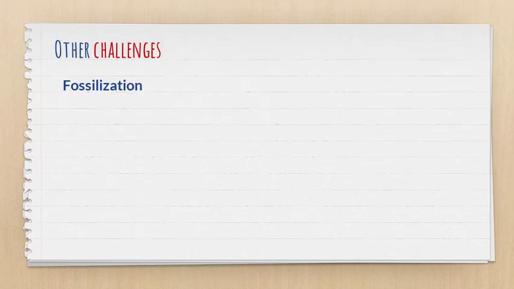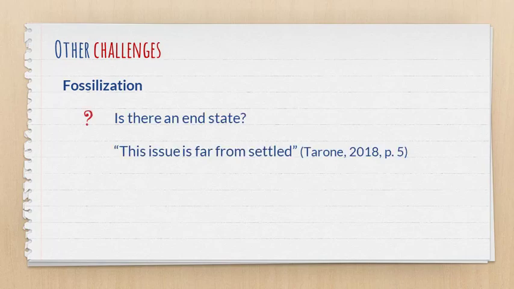Another challenge or criticism associated with the interlanguage concept is the concept of fossilization. Some scholars would argue that there is no way to prove unequivocally that something has been fossilized, and this is related to the question of whether there is an end state. Tyrone says that this issue is far from settled.